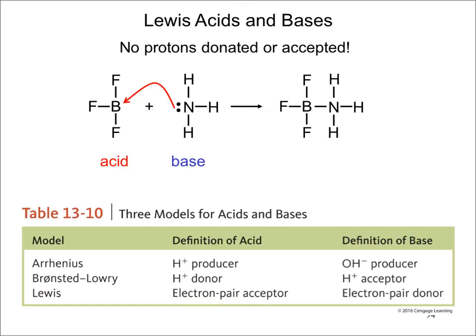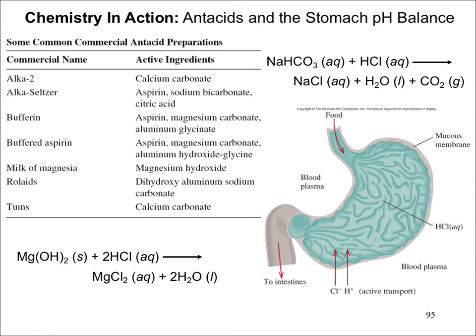Now what this does is this really opens up what an acid or base can be, because there's no need for proton donation. BF3 can react with ammonia to form an ammonia-boron trifluoride adduct where no protons are donated or accepted. This is an acid-base reaction. You're going to see in organic chemistry that a lot of acid-base reactions occur in this fashion. And you can read all about stomach acid and different things to neutralize it.